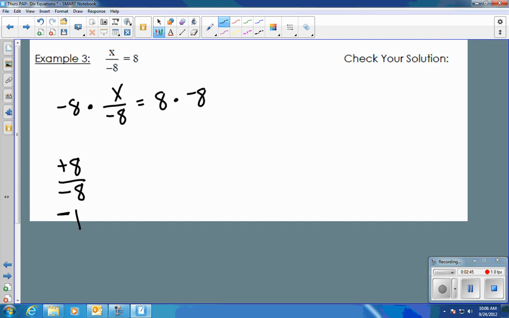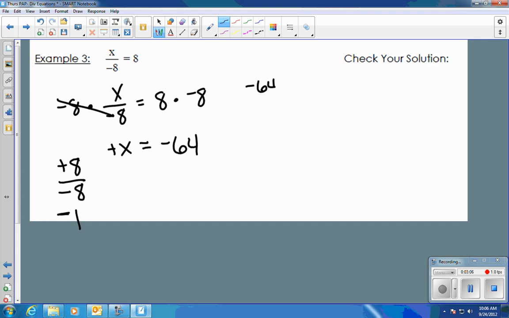So when we just multiply by a positive instead, what we would have left over is negative x. And I don't want negative x. I want positive x. So that's why they have to be the same sign on this. That cancels each other out. And 8 times negative 8 is negative 64.